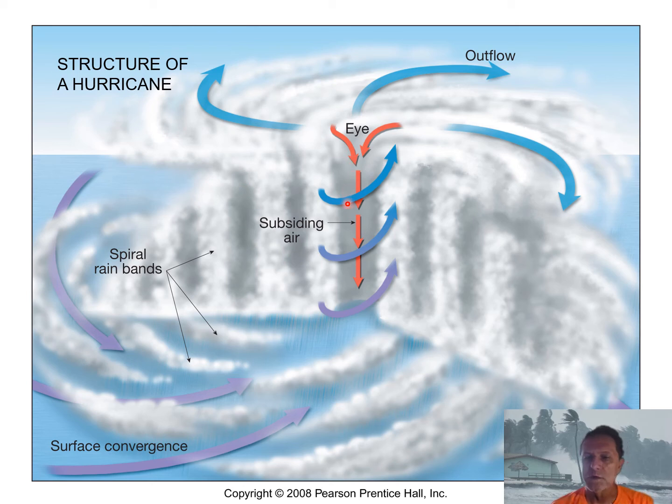Where the air is subsiding, at the core of the storm, spiraling around the center of the storm, is called the eye. The eye is actually calm. It's a region of calm. But the strongest winds are right around the eye of the storm in regions that we call the eye wall.